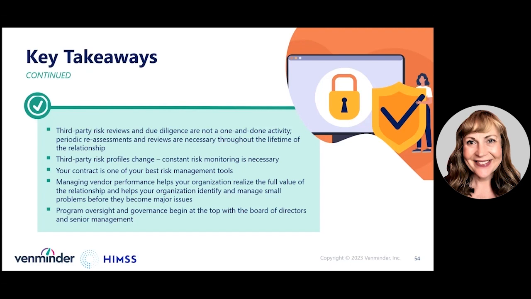Finally, third-party risk management oversight and governance always begins at the top, and it starts with your board of directors and cascades down through senior management and throughout the organization. If the board and senior management are not clearly communicating a commitment to third-party risk management, it's unlikely that it will be successful in the organization.